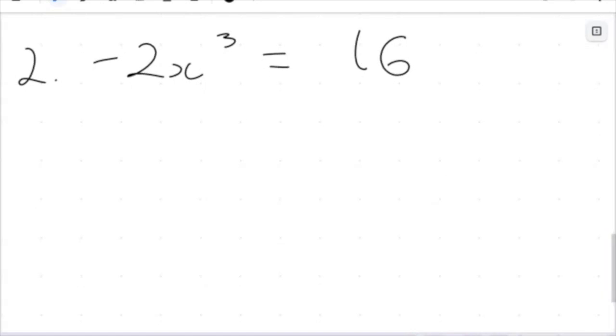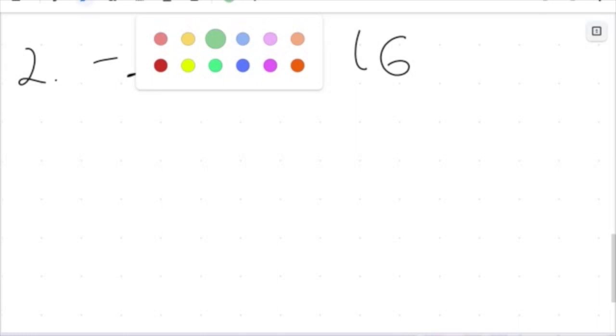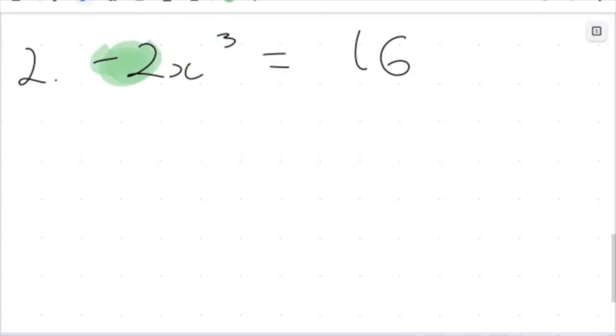So like with the previous example, we want to strip away to get to x here. So that means we need to start thinking about getting rid of all these things attached to x: the negative 2 that's multiplying it, and the cubed that's getting applied to it as well. So we're going to do this by systematically stripping away to get us to x.